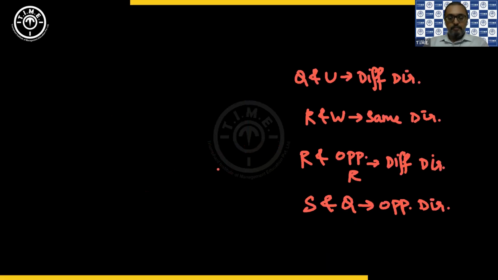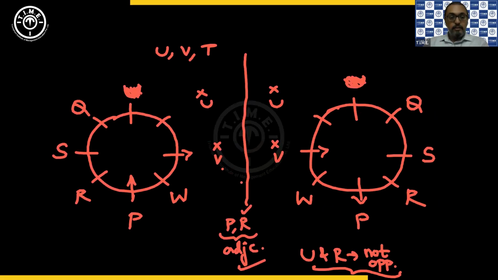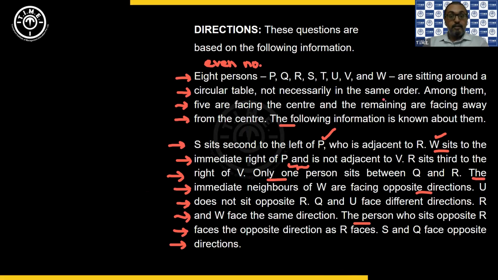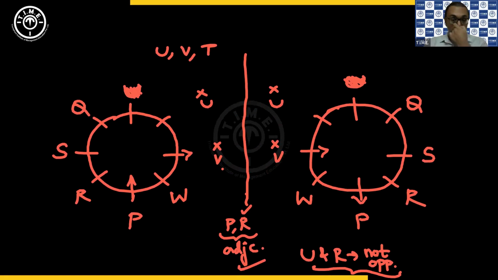Okay, right. So now at the beginning, we should also not forget that there are 5 people facing the center and the remaining are facing away from the center. Now here we have R is third to the right of V. That is also there, correct? So R is sitting third to the right of V. So compulsorily, because R's position is already fixed, V will be fixed here. Because if R is in the third position from V, we also should be in third position from R, correct? That is what we had here.